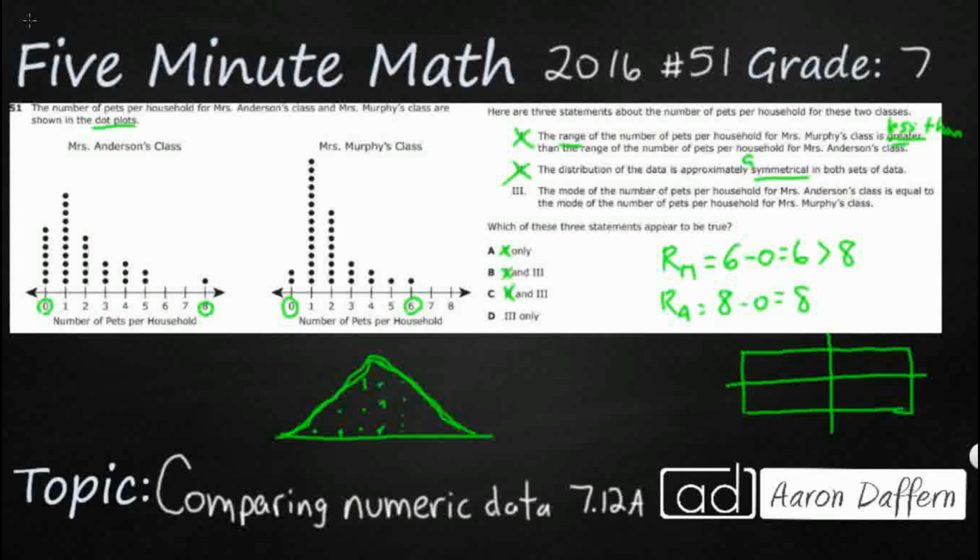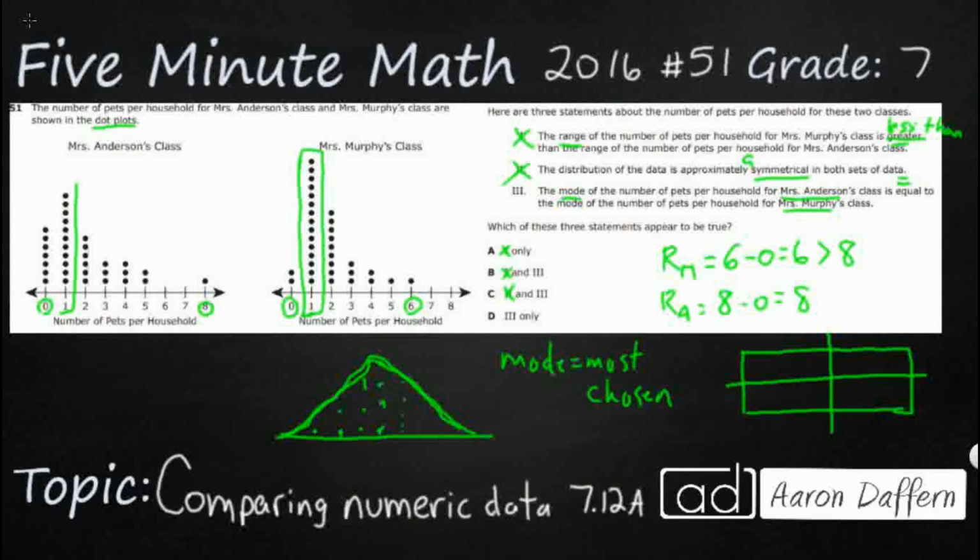Let's check number 3, the mode. The mode is the most chosen. So the mode equals the most chosen. The number of pets per household for Miss Anderson is equal to, okay, the mode for Miss Murphy. So we don't even have to count, and who really wants to count how many ones there are right here? I was hoping this problem wouldn't make me count that because that would be very tedious. But the mode, look, we don't have to count. We can just see that's visually the tallest, so it's 1.